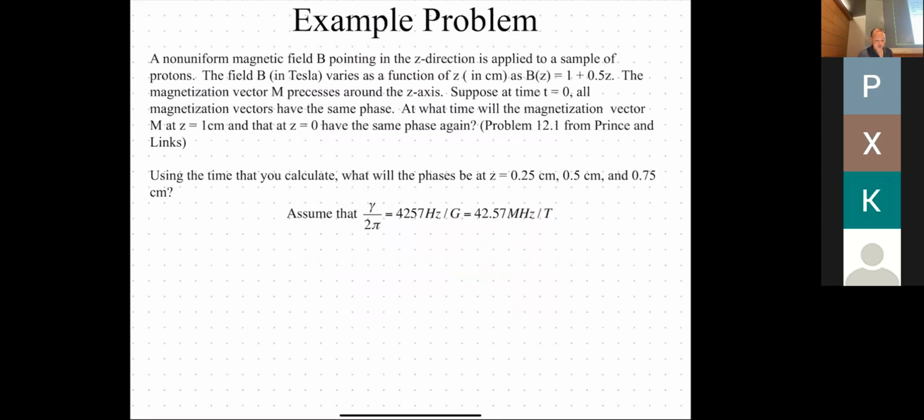Let's work through a problem from the book, problem 12.1, just to give you a sense of what this looks like. This assumes you have a non-uniform magnetic field pointing in the z direction, B sub z equals 1 plus 0.5 z. The magnetization vector precesses around the z-axis. At time t equals 0, everything is in phase.